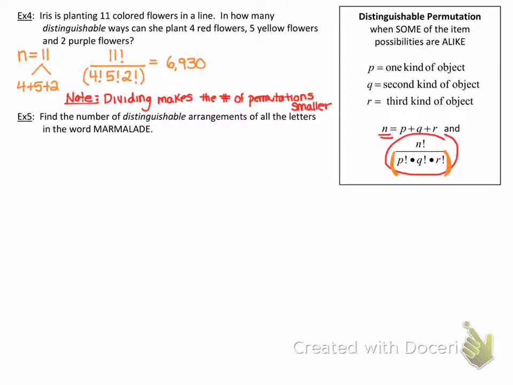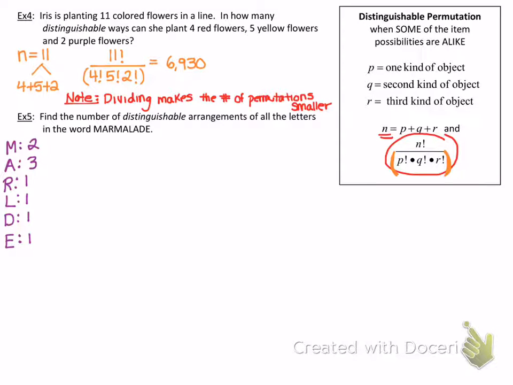Find the number of distinguishable arrangements of all of the letters in the word marmalade. So the first thing we're going to do is identify all the different letters. So we have M, A, R, M repeats, we've already included that, A repeats, L, A repeats, D, and E. So let's identify how many of each letter is in this word. We have 2 M's, 3 A's, 1 R, 1 L, 1 D, and 1 E.